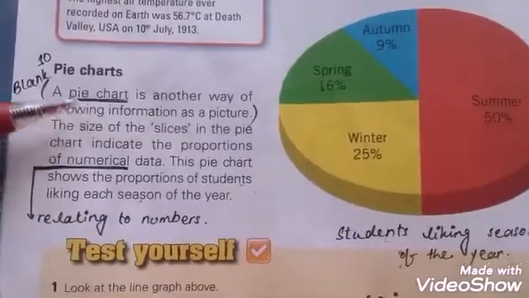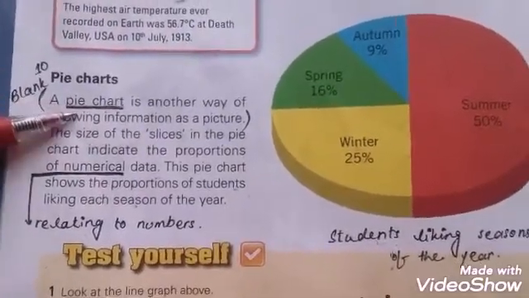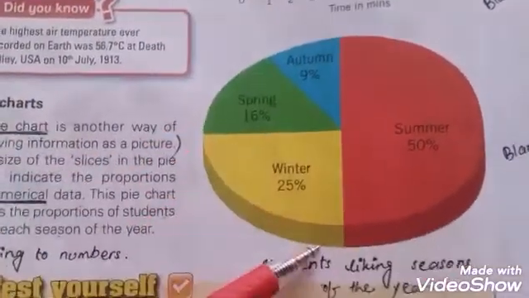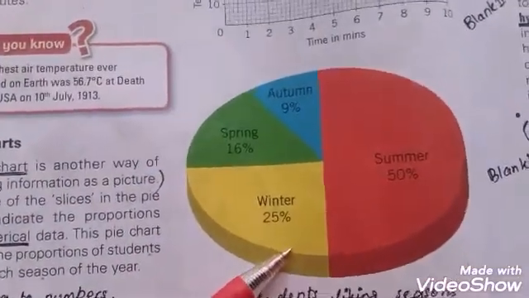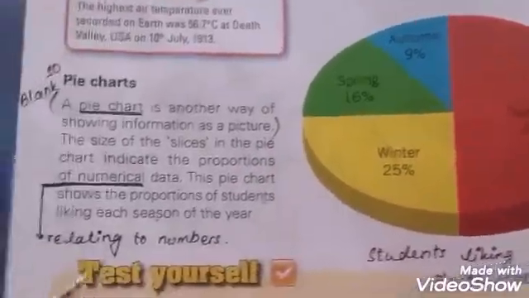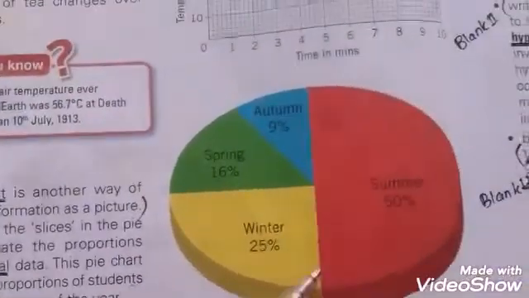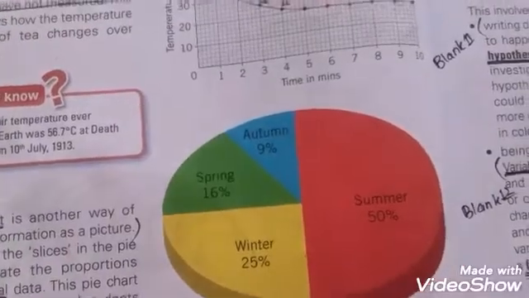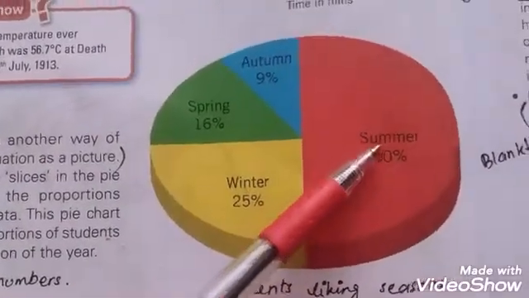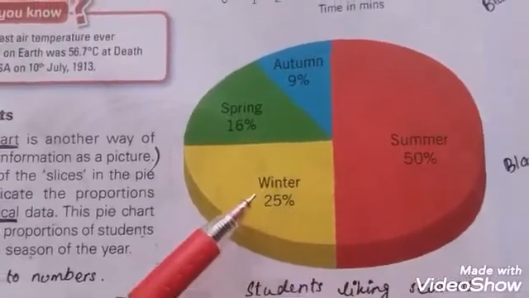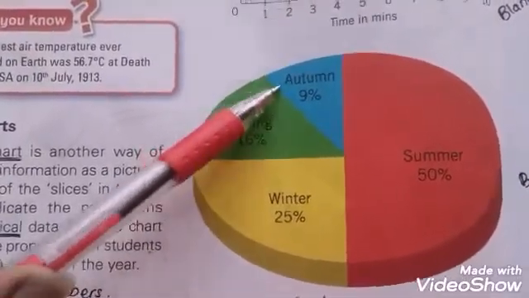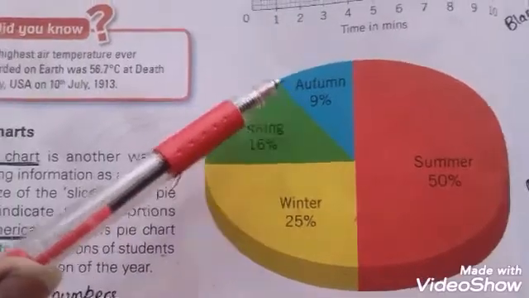The last and fourth way of arranging data is the pie chart. It is also present in the form of a picture. It is always present in circular form or slices. These slices indicate the proportions of numerical data, meaning relating to numbers. This shows the proportion of students liking a season in a year. For example, 50% students like summer, 25% students like winter, 16% students like spring, and 9% students like autumn.